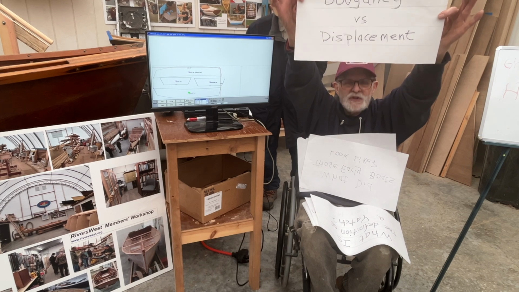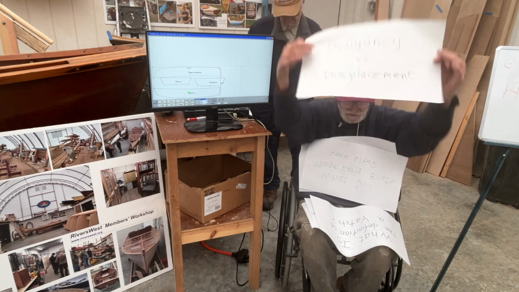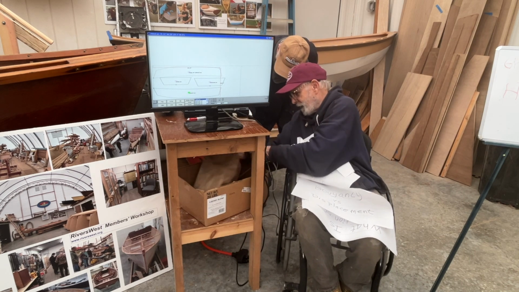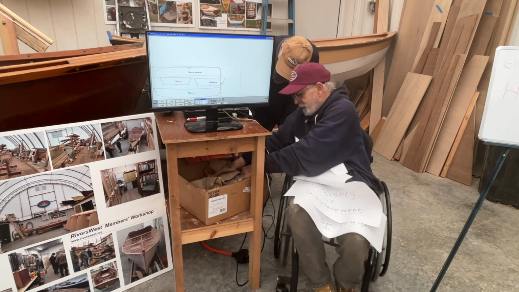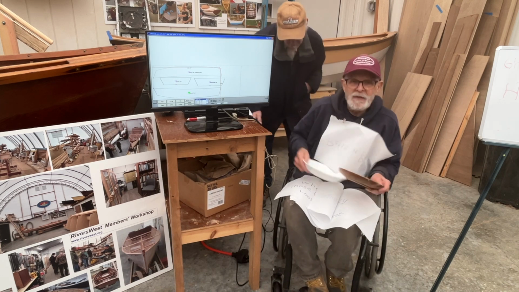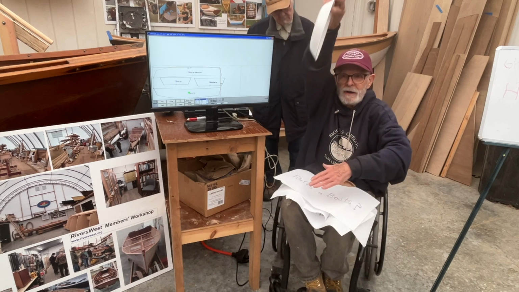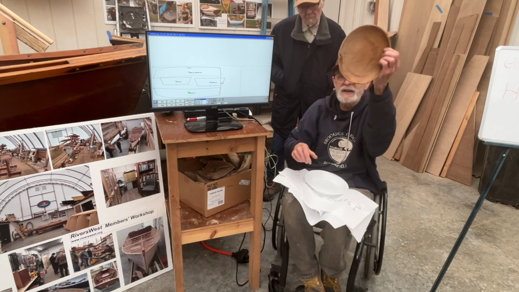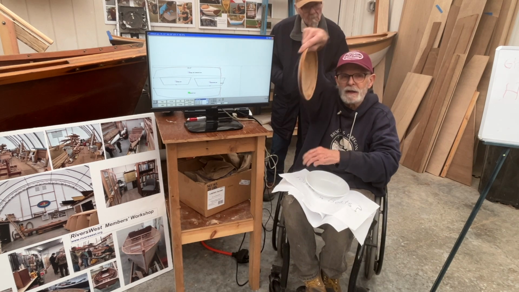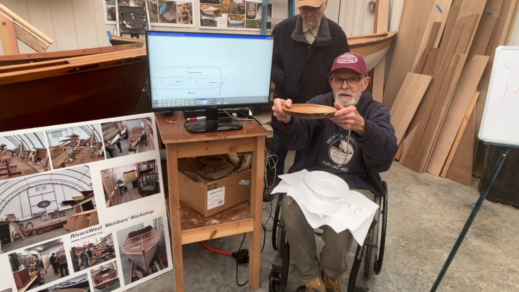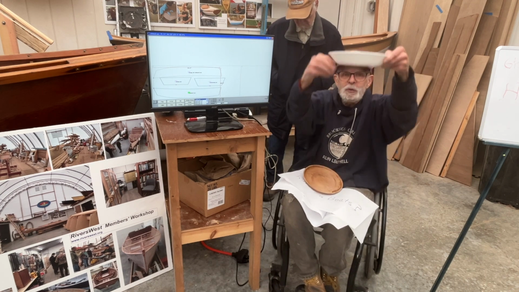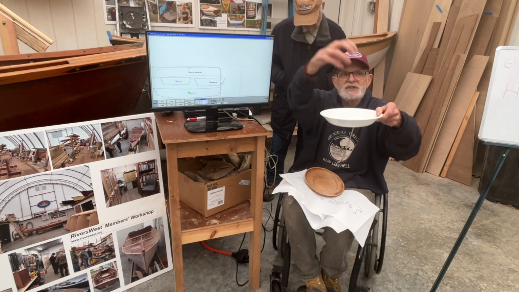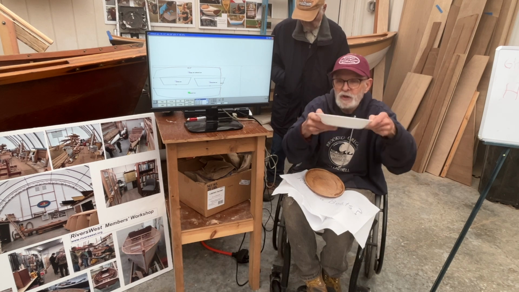Buoyancy versus displacement. If I take something like this in a pan of water and drop it in, what's going to happen? Sink. It's going to sink. If I take something like this, drop it in, it's going to float. This has buoyancy, but if I put this down here, I'm creating a hole in the water. I'm displacing water. I'm working with displacement.